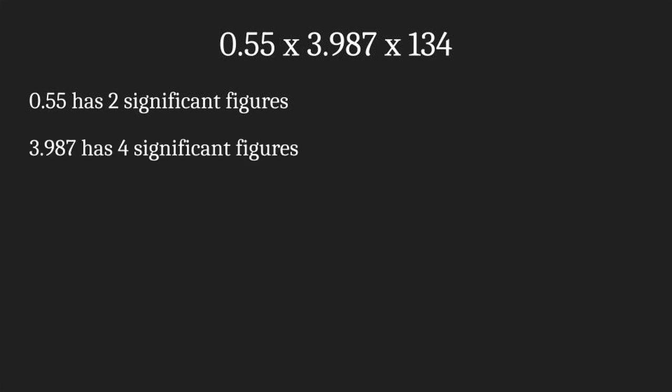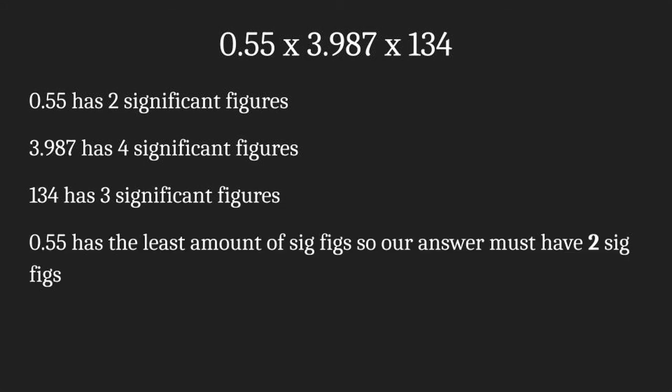For our last example, let's try 0.55 times 3.987 times 134. So the steps don't change even though we have 3 numbers. First, 0.55 has 2 significant figures, 3.987 has 4 significant figures, and 134 has 3 significant figures. So of the 3, which one has the least amount of sig figs? That will be 0.55 because it only has 2. Using that, we know our answer can only have 2 significant figures.